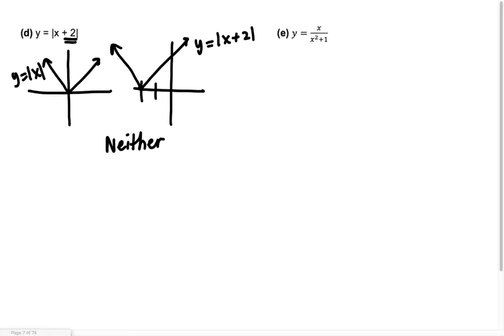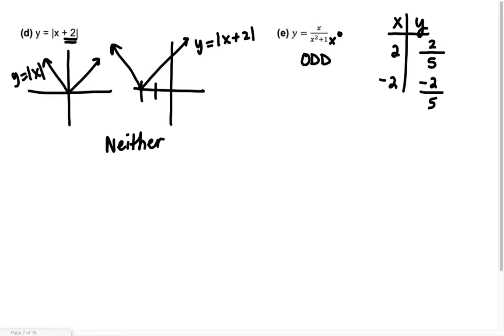All right, if I plug in 2 into this function, and if you just want to do a little t-table over here, if I plug in 2, I get 2 over 4 plus 1 is 5. If I plug in negative 2, I get negative 2 over 4 plus 1 is 5. What is it? It's odd. But that's kind of weird, isn't it? Because there's an even exponent in it. And actually the number 1 on the bottom is 1x to the 0. So if you have an odd divided by an even or an even divided by an odd, it ends up being odd. The odd wins.